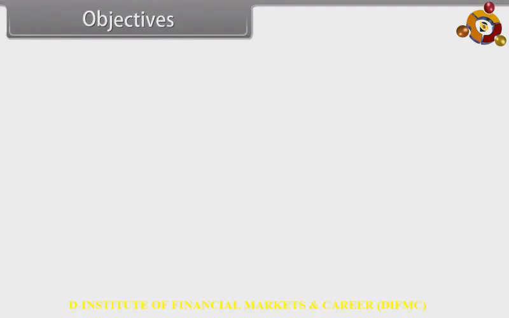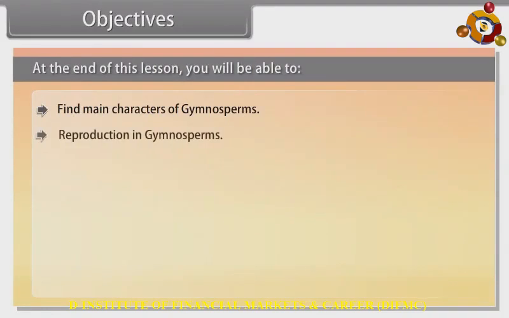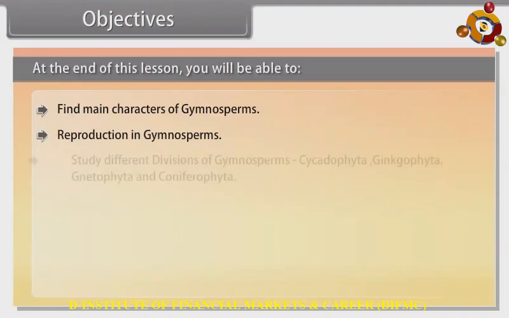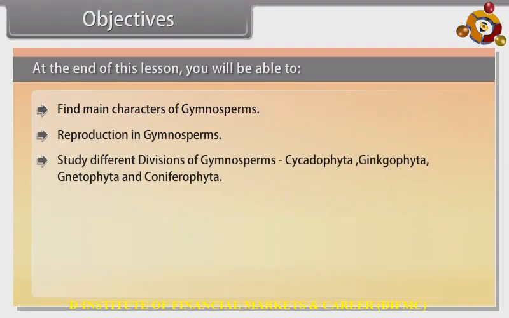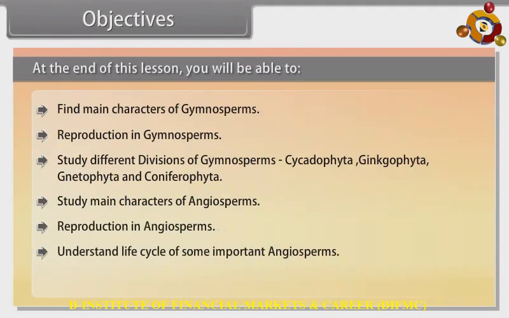Objectives. At the end of this lesson, you'll be able to find main characters of gymnosperms, reproduction in gymnosperms, study different divisions of gymnosperms: Cycadophyta, Ginkgophyta, Gnetophyta, and Coniferophyta. Study main characters of angiosperms, reproduction in angiosperms. Understand the life cycle of some important angiosperms. Study plant life cycles and alternation of generations.